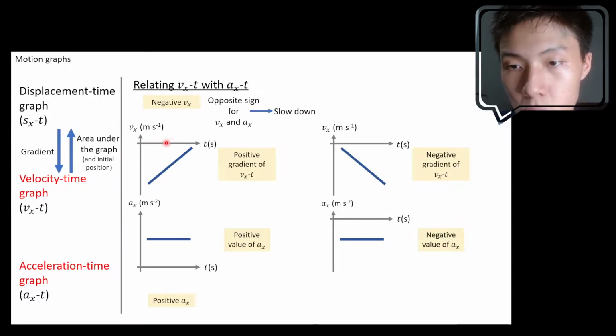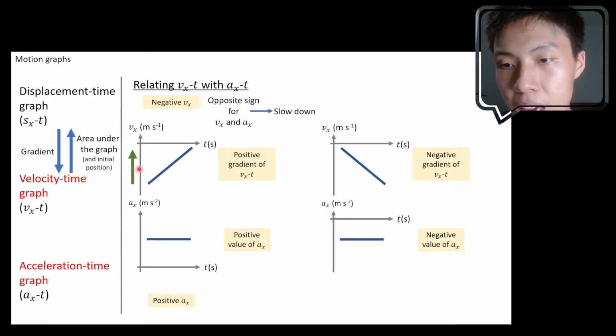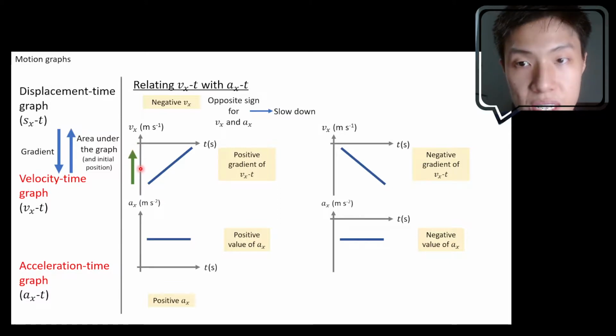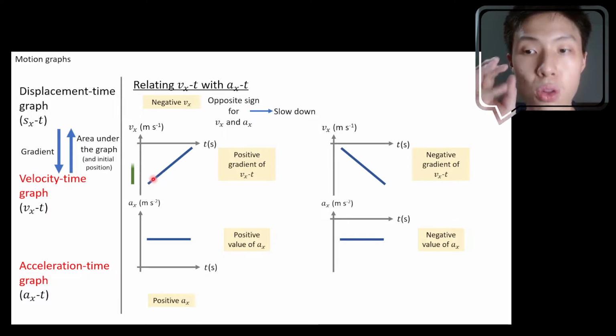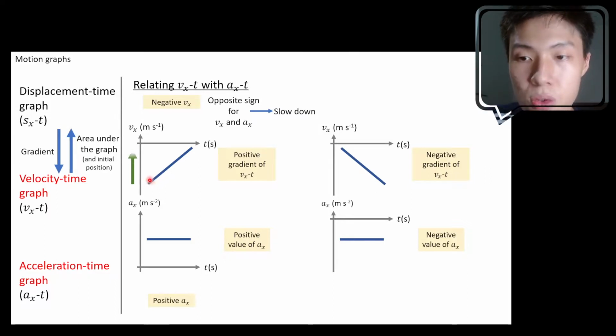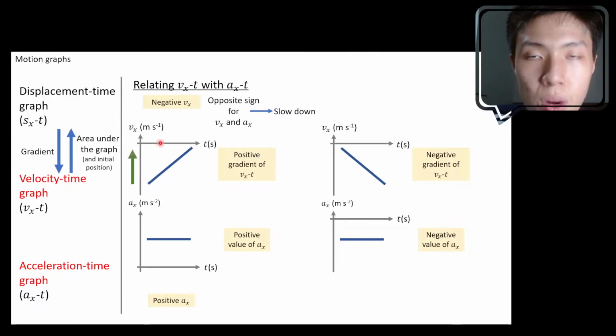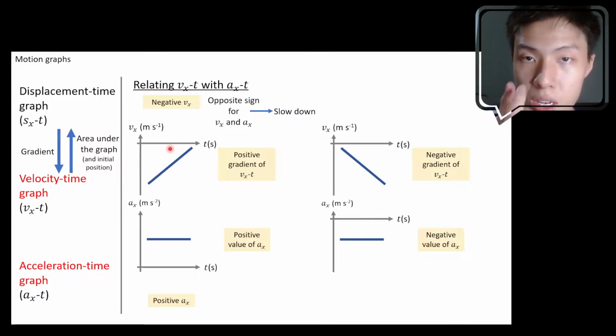Let's check whether it's slowing down or not. As time goes by, my speed is decreasing, because even though it's negative, let's ignore the negative and look at the absolute value. It goes from 5, 4, 3, 2, 1. You get smaller and smaller absolute values, so it means you are slowing down.